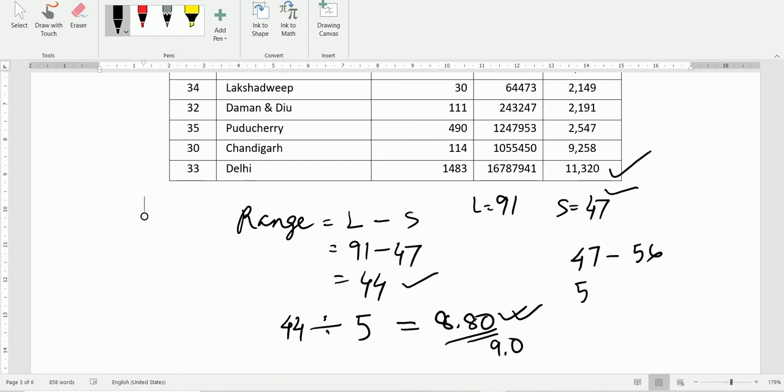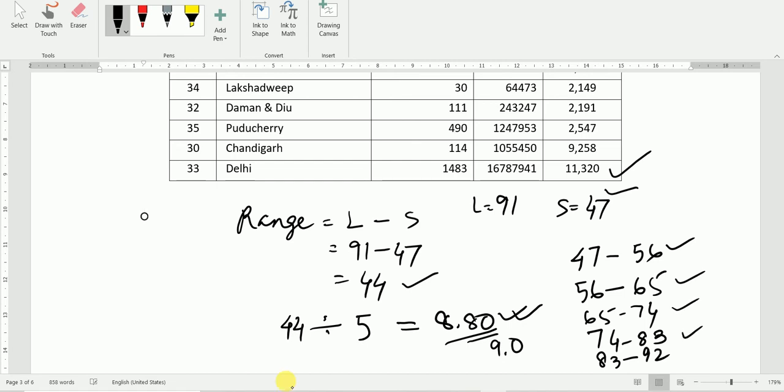Then after this 56 to 65. Okay, then 65 to 74, then 74 to 83, then 83 to this 92. So in this way we may determine the number of categories, but this technique may be applied only when we don't find much variation in the data set. If the range is not so big like this, then we may apply this technique.